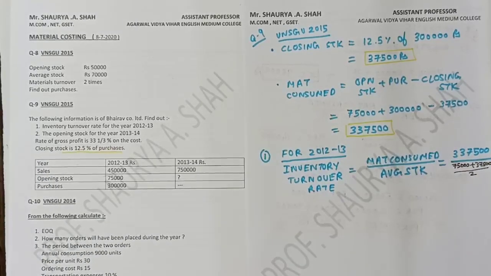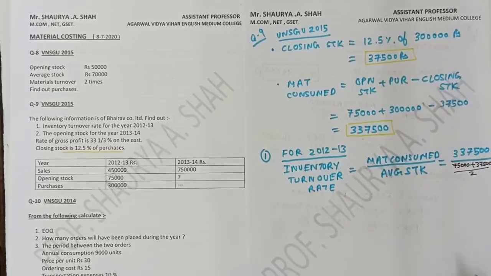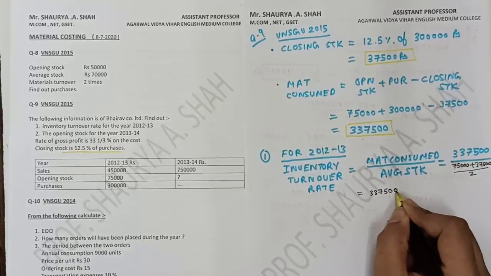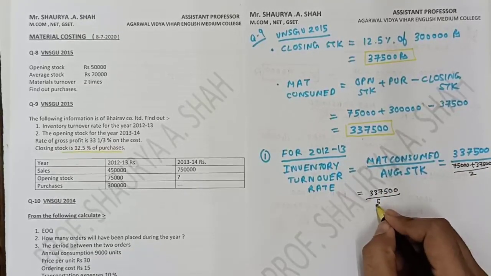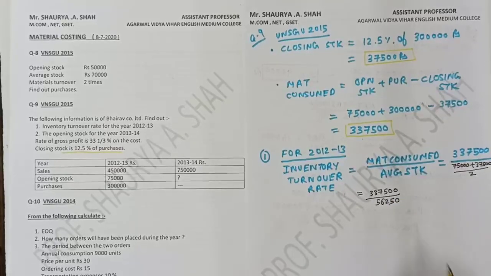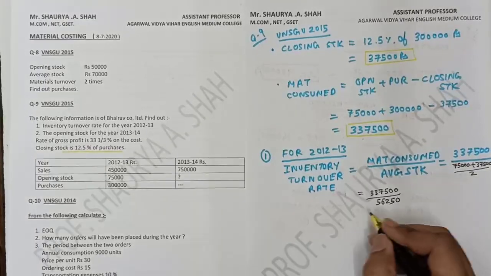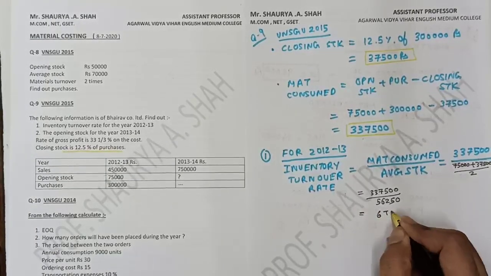So don't make a mistake that you are dividing it by your whole. No, it is your average stock. So for your simplification, again I am writing, it will be 3,37,500 divided by 56,250, right? So what amount of average stock you are getting? 56,250. Material consumed is your 337,500. If you divide this, you will get the answer of 6 times, right?